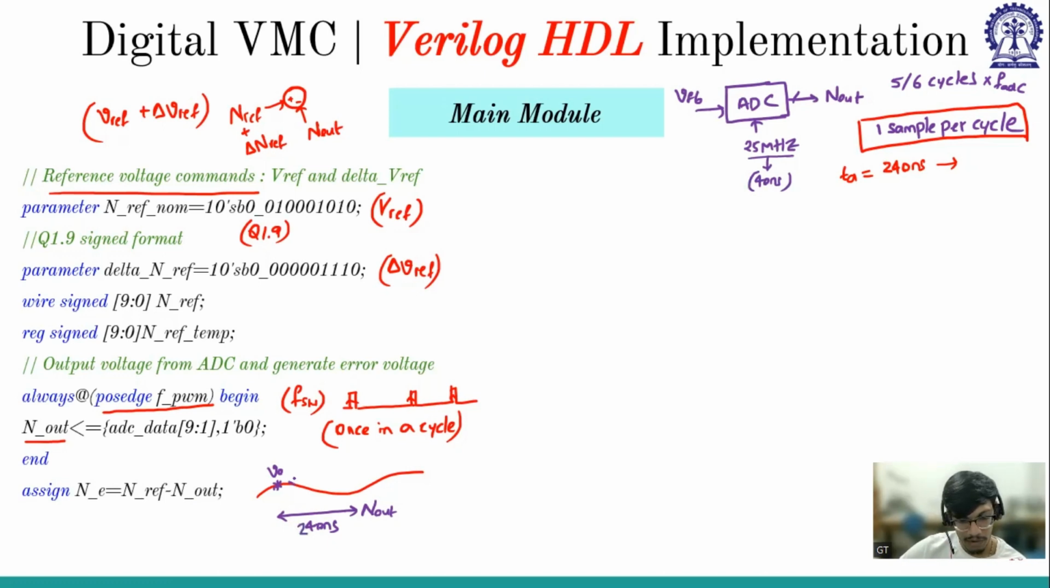Again, after another 40 nanoseconds, it will take another V naught sample and it will be generated after 240 nanoseconds, right? So it will keep on updating, but I will not take all those values. I will take the value which is available at the rising edge of FSW. There are so many samples, and we take one after 240 nanoseconds.